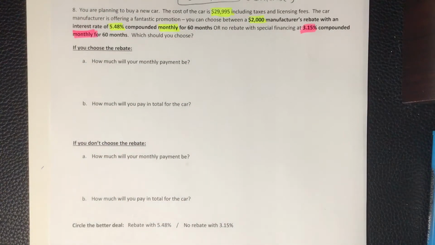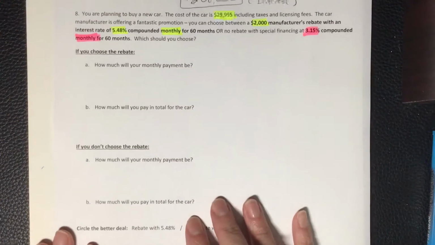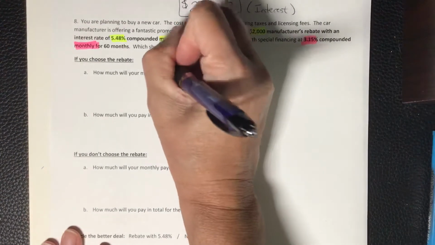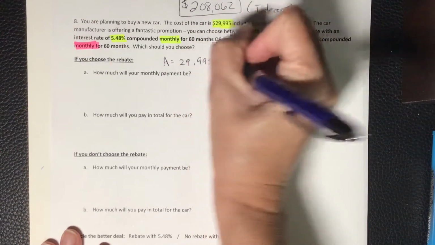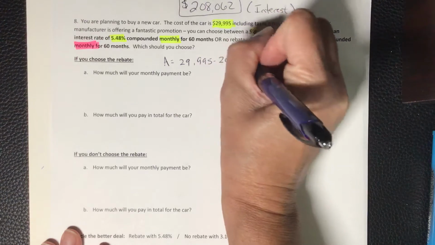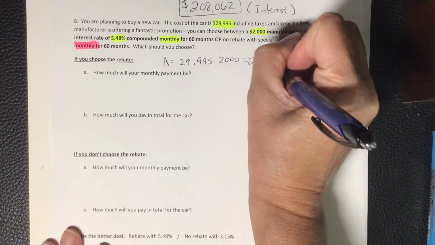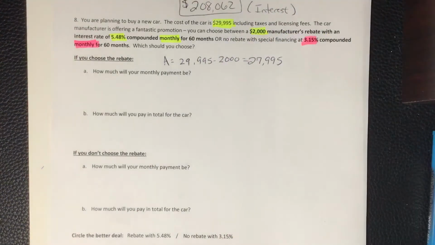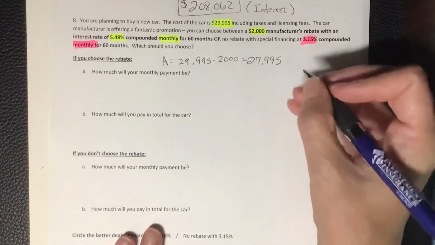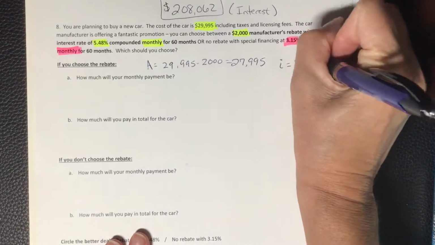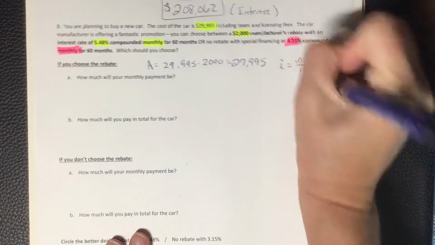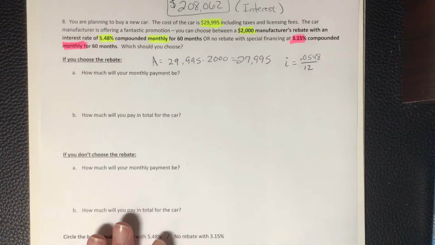All right, so if we choose the rebate, we do get $2,000 off the price. So the amount that we borrow would be the price of the car minus $2,000, so it would be $27,995. But remember, if we take the rebate, we are taking the higher interest rate. So our I would be the higher interest rate of 5.48, so 0.0548. We're compounding monthly, so we're dividing by 12.